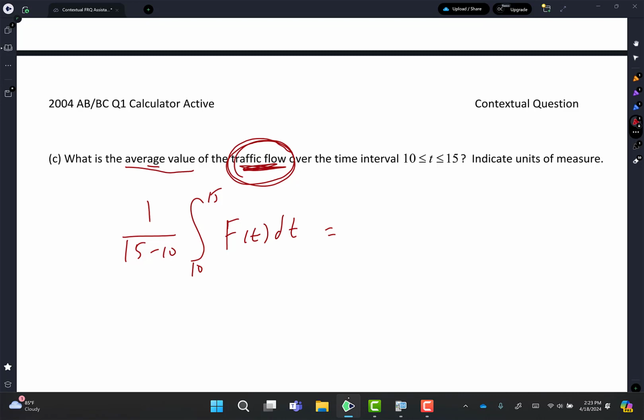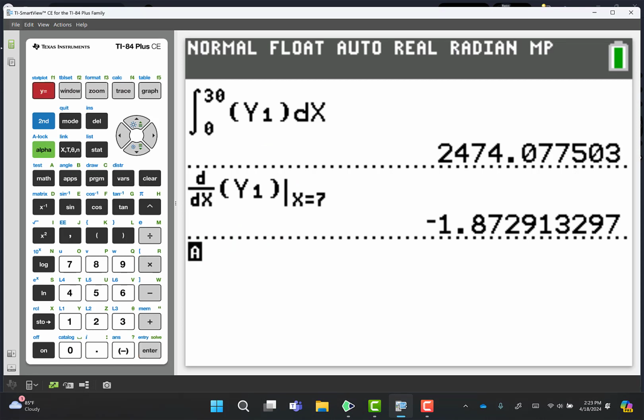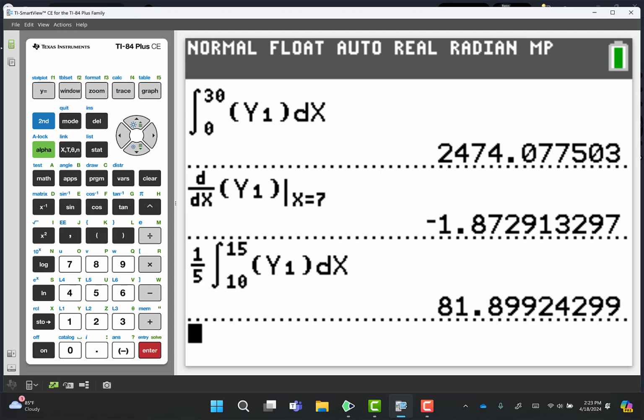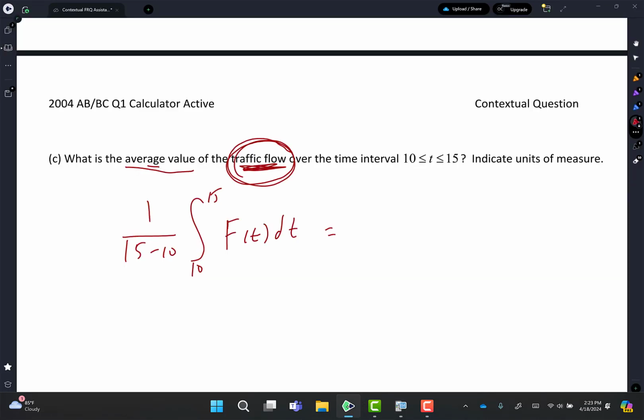So let's see what this is. 1/5 times the integral from 10 to 15. Take my calculator, alpha trace, 1/5, math 9. Make sure to practice with me, guys, so you can get used to all this. Alpha trace, here we go. They didn't tell me to round anything, so I'm just going to put all digits. 81.899, that's what I got. Is that what you got? And it says indicate units of measure.